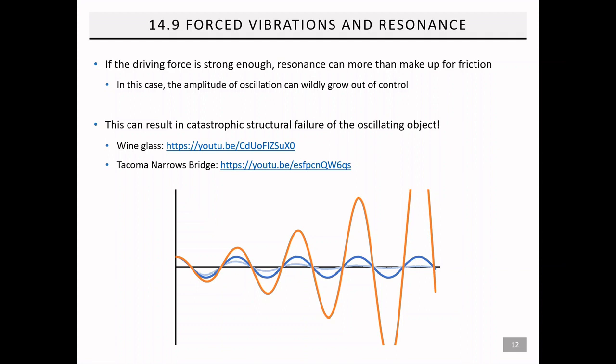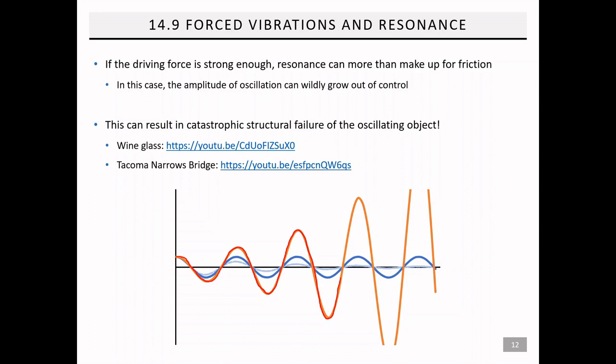And in this case, the amplitude of oscillation can actually grow wildly out of control. So if instead of just giving the child a little push as they go back and forth, you give them a big shove, the first time you shove them, they'll go a bit further. And then when you shove them again, they're going to go even further than that. Shove them again, they'll keep going further. And if they're on a swing, eventually that swing is going to flip over and the child is going to fall off.